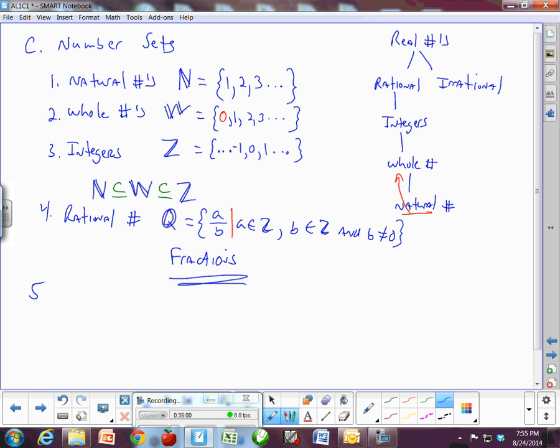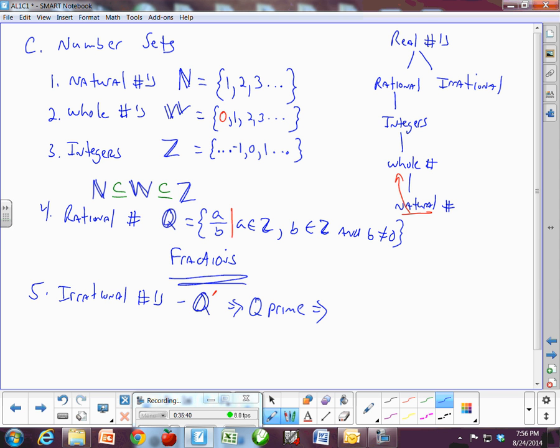Last one, number 5, irrational numbers. By the way, if you want to be famous, try to find an irrational number that can be made a fraction. The answer is it cannot. The irrational numbers can be listed like this: take the Q and give it an apostrophe. What that means is Q prime. So in words, this would be Q prime.